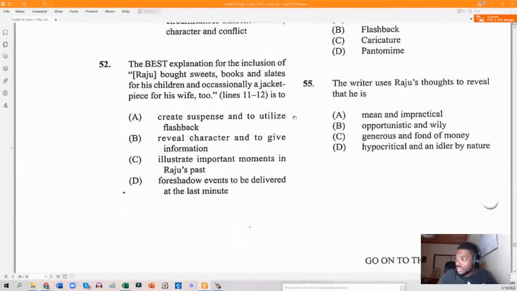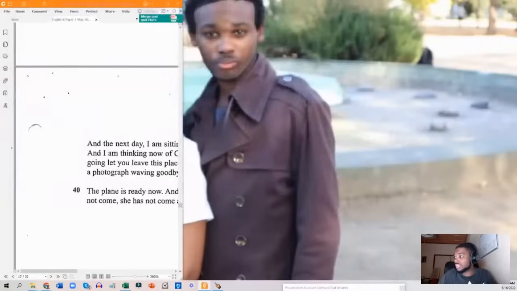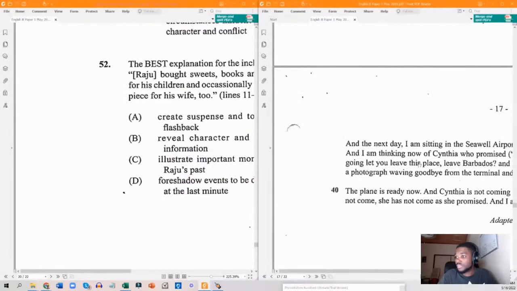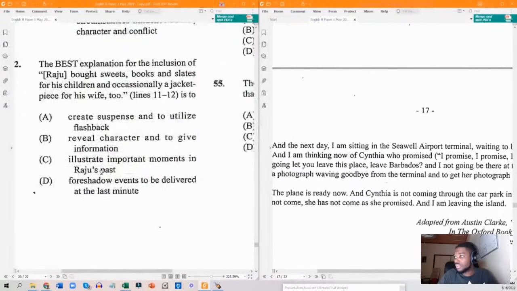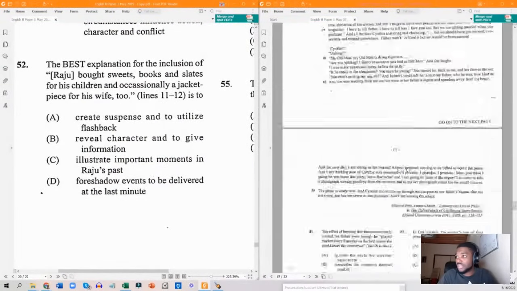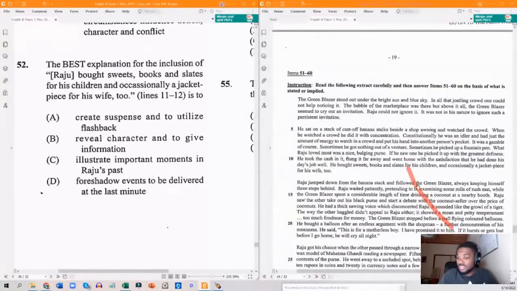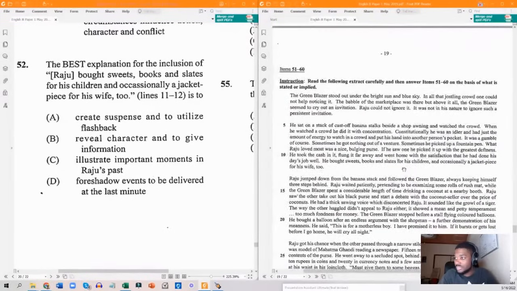All right, 52. The best explanation for the inclusion of "Raju bought sweets, books, and slates for his children and occasionally a jacket piece for his wife too," lines 11 to 12, is to do what? Oops, sorry. So let me just find the extract down here. We're looking at lines 11 to 12.